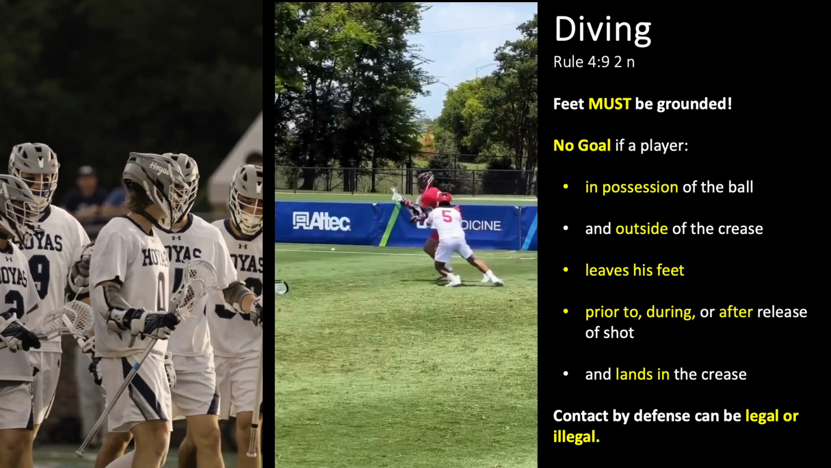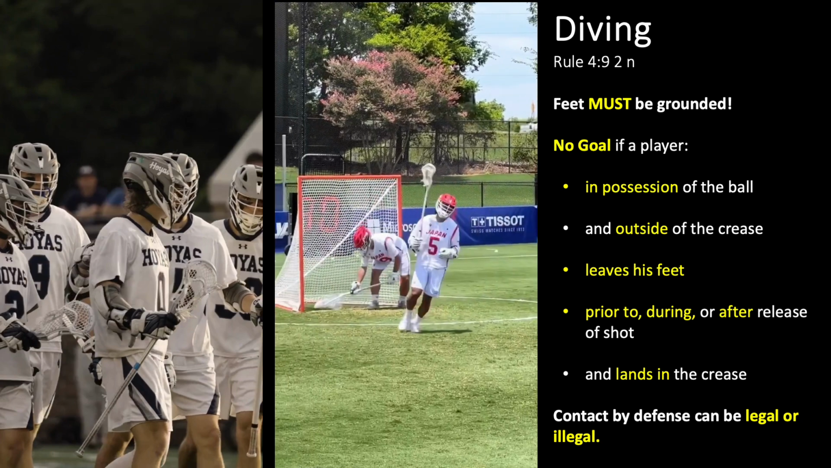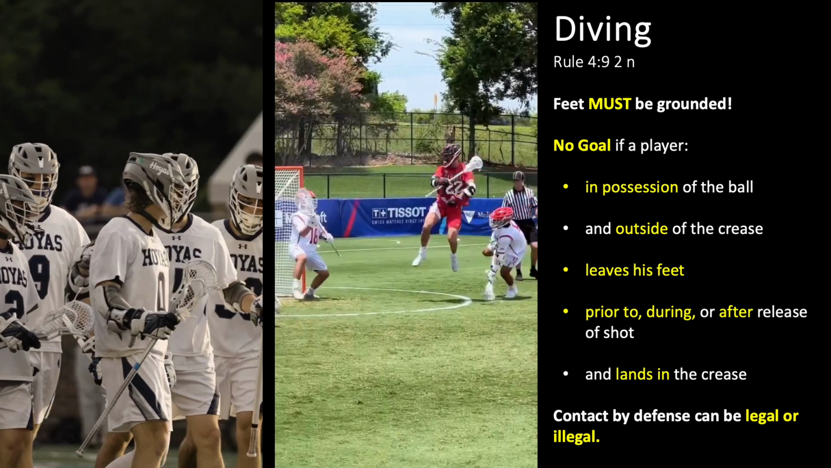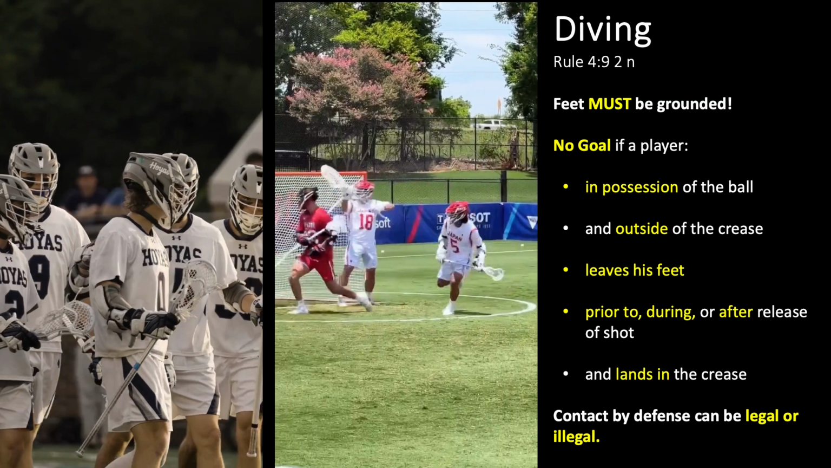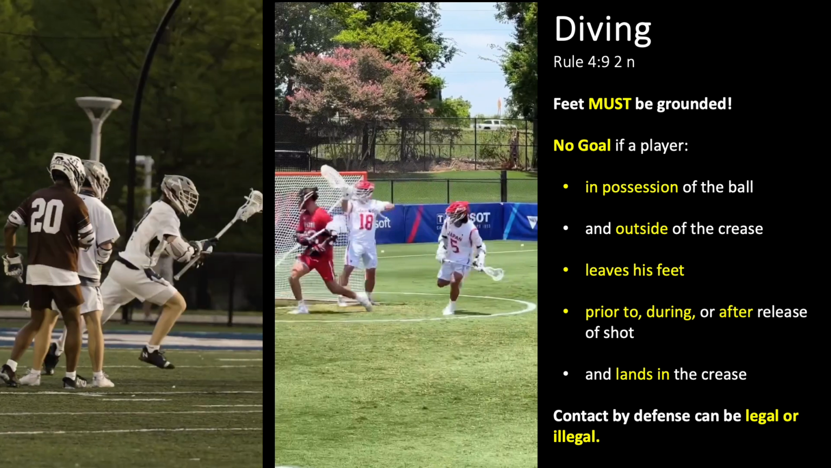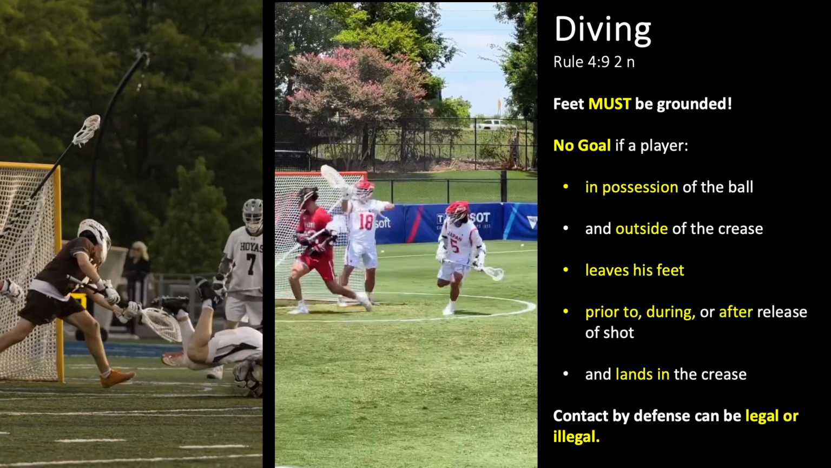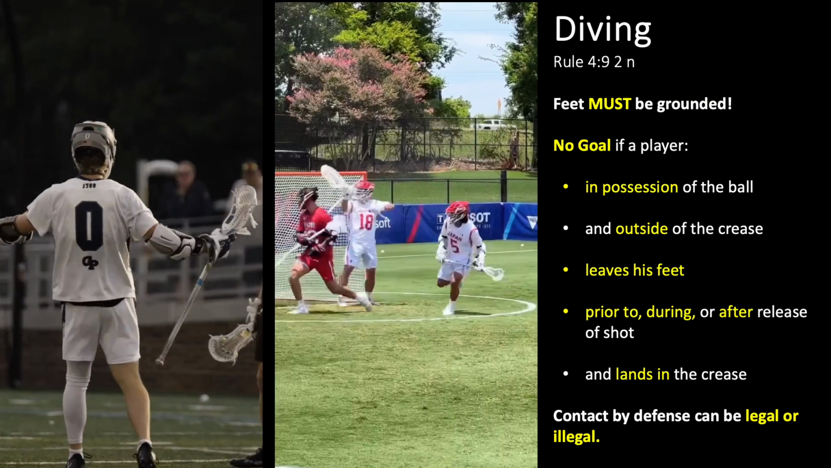So let's look at the video on the right here. So red's going to make the move. Clearly, red lands in the crease here. So here we go. We leave our feet of our own volition. We give our fancy behind the back, and then we clearly land in the crease. No goal. So in this example, right, we leave our feet. That's pretty clear. But as long as we land outside of the crease, we're going to count that.